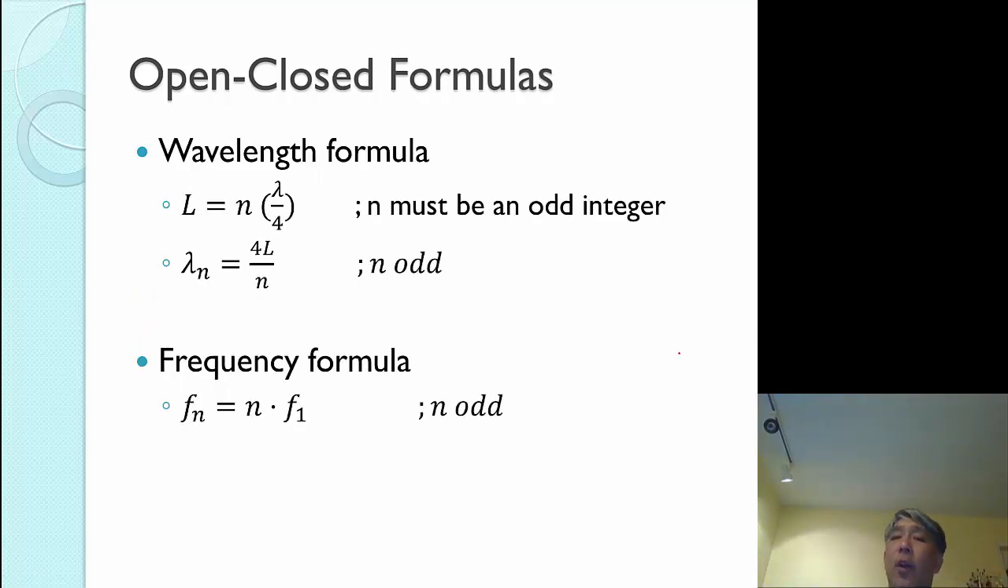So this is the formula. Remember, it was 1 over 4, and then 3 over 4, and then 5 over 4. So that's where this first formula says the length of the tube is going to equal n times lambda over 4, where n must be an odd integer. So my wavelength, lambda for the nth harmonic, flip that around, is going to be 4 times the length divided by n. What that means is my first harmonic is going to be 4 times the length of this tube now. And my frequency formula is pretty much the same frequency formula, but there's an extra requirement that n must be odd. Okay, thank you.